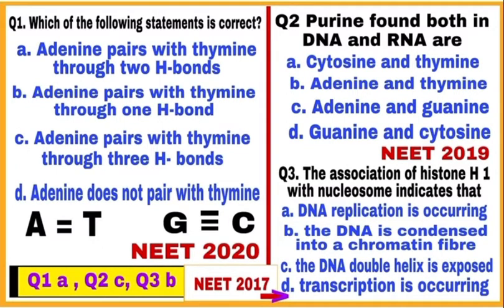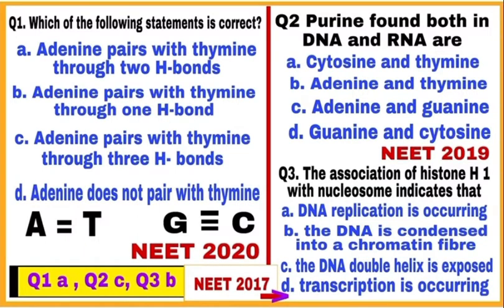Question number 2. Purines found both in DNA and RNA are. DNA and RNA both have purine and pyrimidine bases. Purine bases are adenine and guanine, which are same in DNA and RNA. So correct answer is C, adenine and guanine. Mark C.